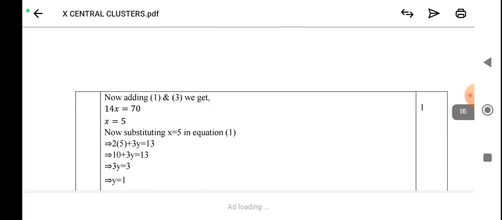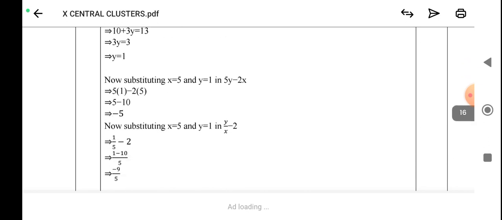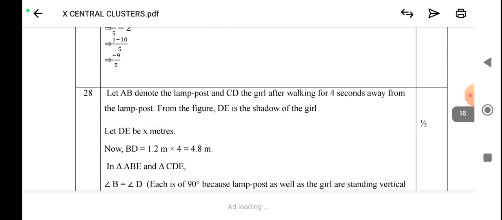Now 27th, get the equation properly. Solve by the elimination method: x is 5 and y is equal to 1. Substitute in 5y minus 2x and get the answer minus 9 by 5.